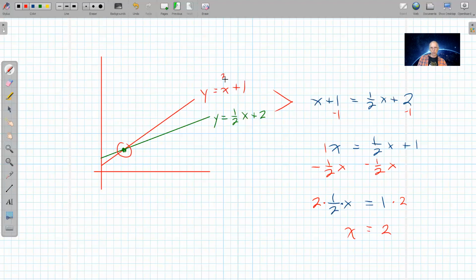Right? If I put a 2 in for x here, 2 plus 1 is going to give me out 3. If I put a 2 in for x there, half of 2 is 1. 1 plus 2 is 3. And so they match. They meet at the right spot. So I think they meet here at 2, 3. It's the point of intersection.